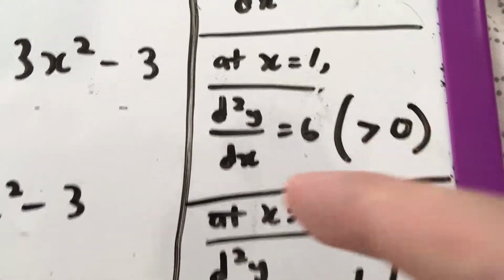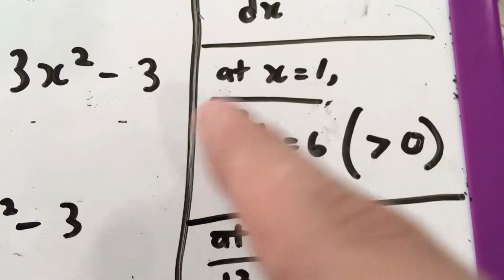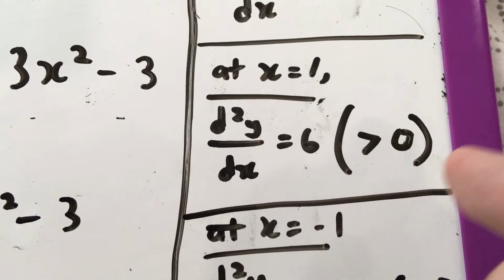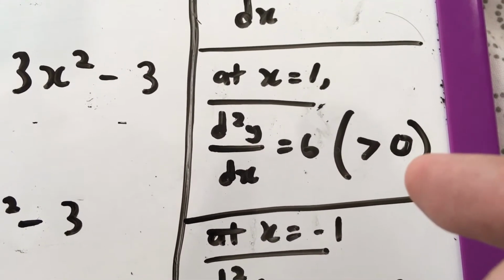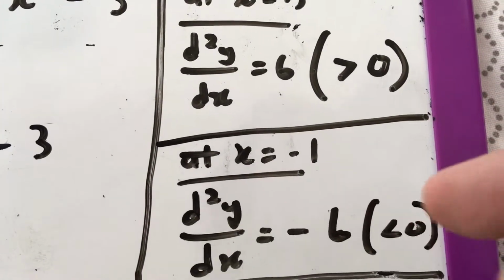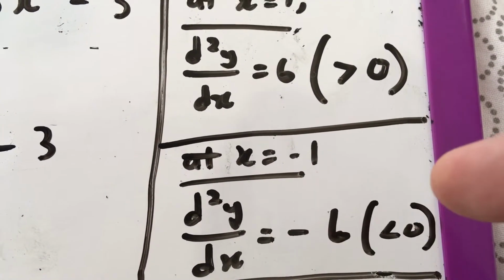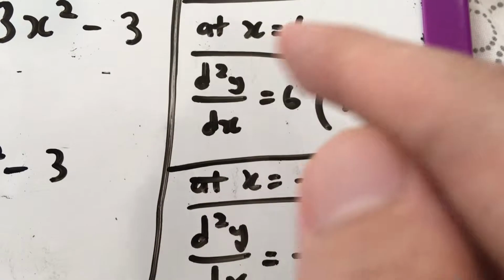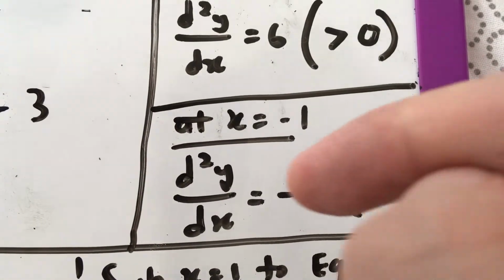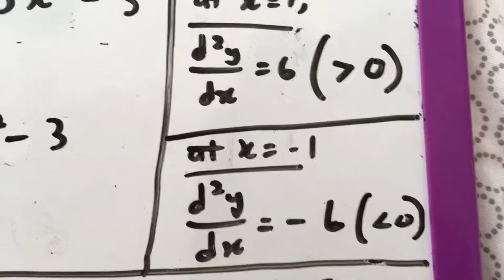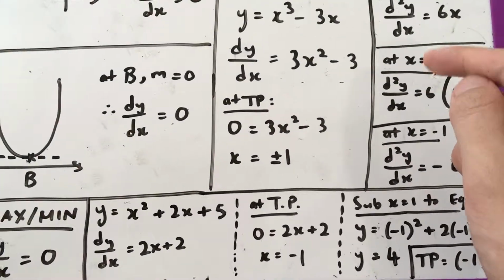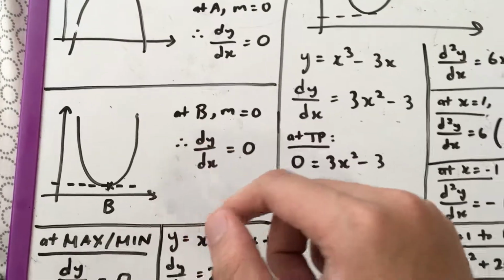The shortcut is, if the value of the second order differentiation is more than 0, then it's a minimum point. But if it's less than 0, then it's a maximum point. So my minimum point is x equals 1, and my maximum point is x equals negative 1. This is all about second order differentiation as well as maximum, minimum, and turning points.